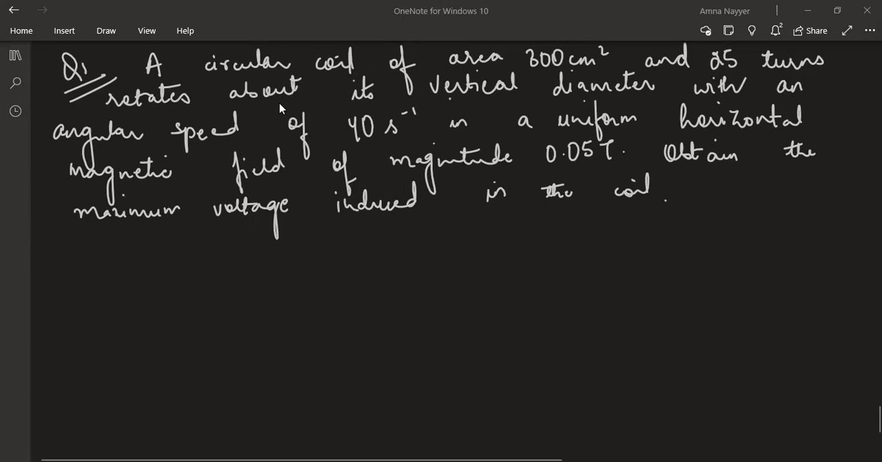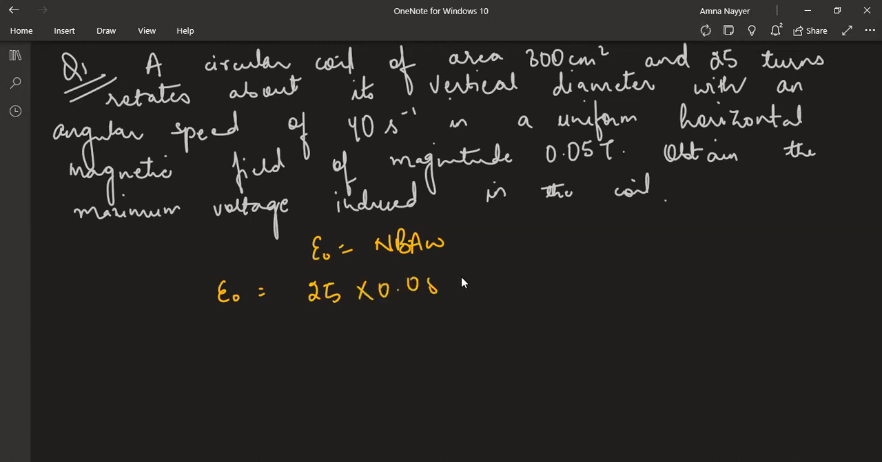Now, we'll use the formula E naught is equal to NBA omega. Same formula, we'll use number of turns, 25, magnetic field 0.05, area is 300 centimeters square, so 10 to the power minus 4 it will become. And what else is left? Omega, 40. Angular frequency is given as 40. So, the answer will be 1.5 volt.